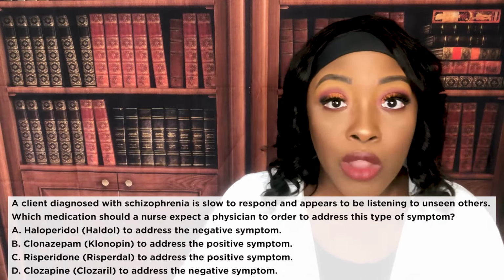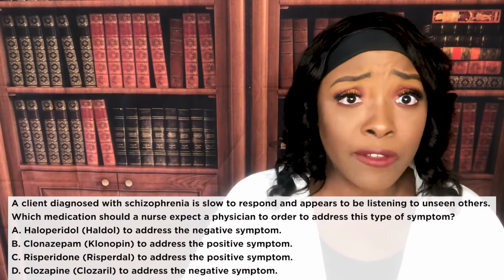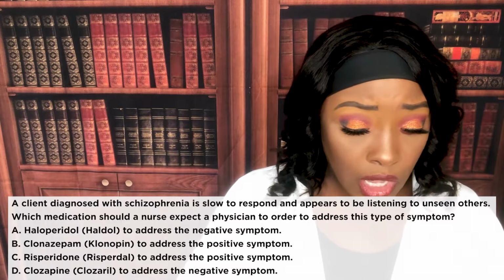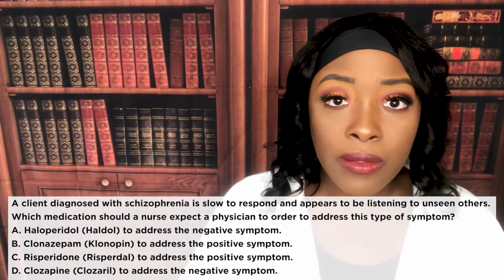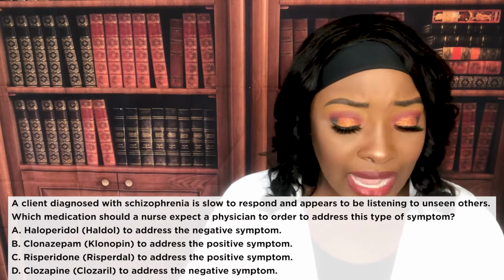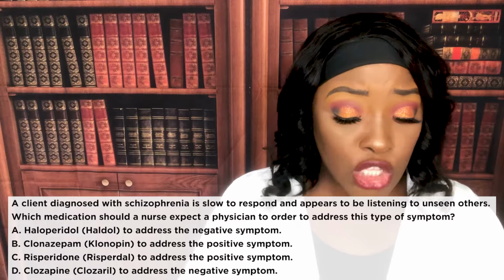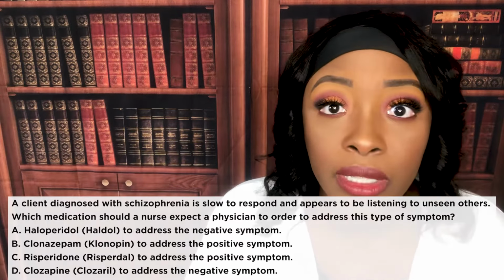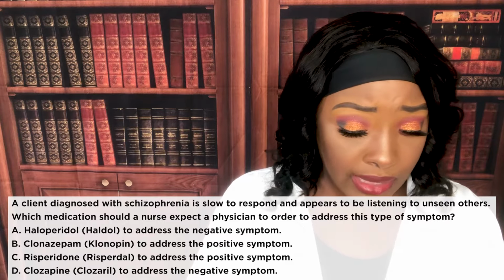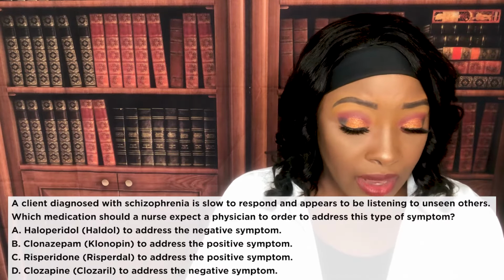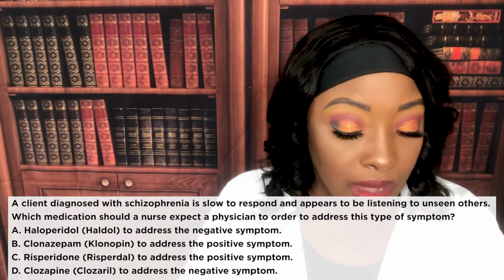So first of all, Risperdal is an antipsychotic, right? Patient who's schizophrenia that's having these hallucinations, right? That's psychosis. So this is an antipsychotic that would be given. We would expect that. And let's keep going to address the positive symptoms. And this patient is definitely exhibiting positive symptoms. Let me see what it says. It says that they're slow to respond. They appear to be listening to unseen others.